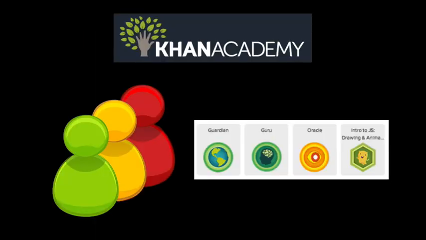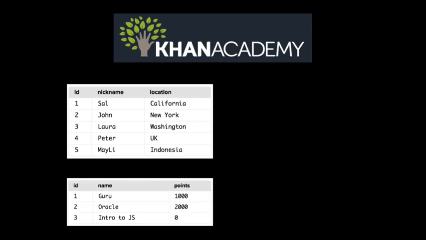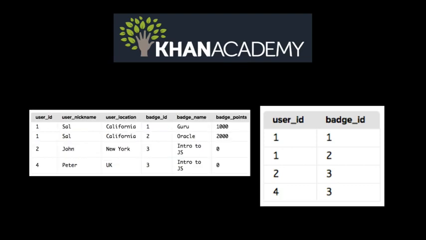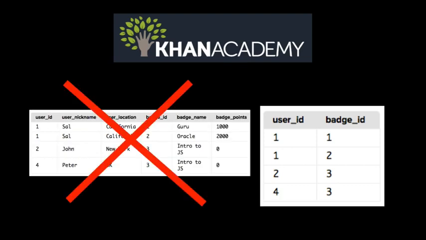For example, in order to store Khan Academy users and their badges, we might have a users table and a badges table, and then a user badges table to remember which users earned which badges, just by mapping user IDs to badge IDs. That's a more efficient form of storage than having to repeat everything about the user and everything about the badge in the user badges table.